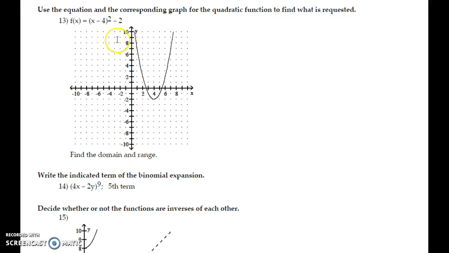Now the range, if you look at y values, yeah, 8 has a couple y values on here, 6 does, but once you get down here, there's nothing associated with these negative numbers. So the range is negative 2 all the way up to positive infinity. Those are the only y values that are results on the graph.